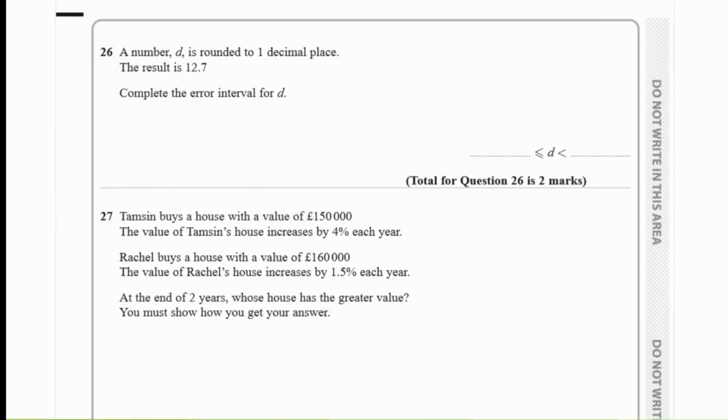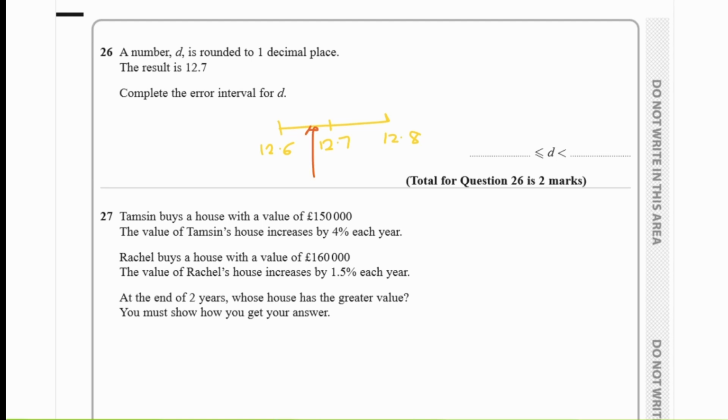Question 26. A number D is rounded to 1 decimal place. The result is 12.7. Complete the error interval for D. So if 12.7 was rounded to 1 decimal place, that means the number before it is 12.6, and the number after it to 1 decimal place would be 12.8.